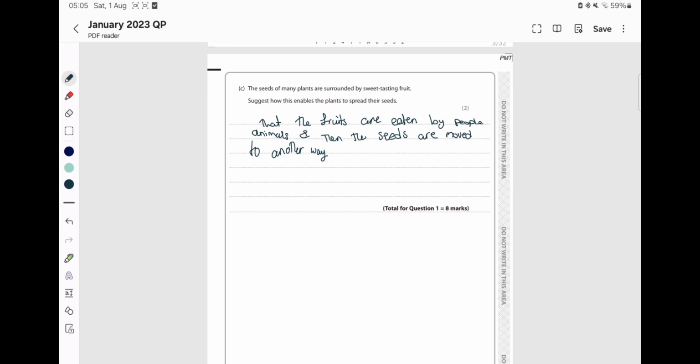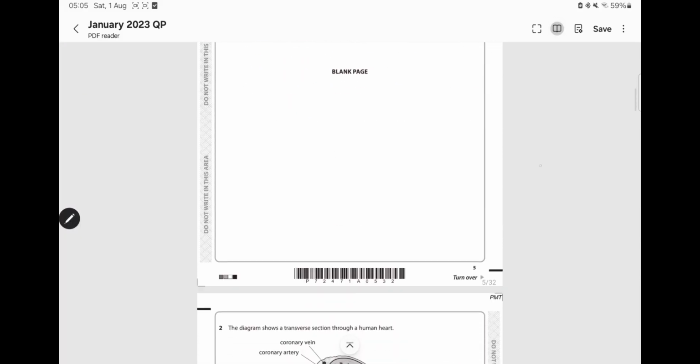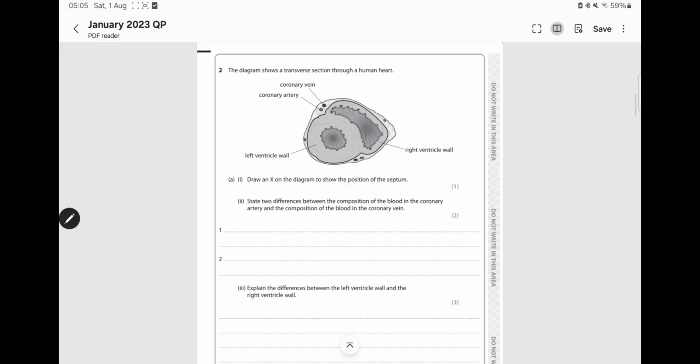You could also phrase this differently. You could always say that it was released in feces, or that it's thrown away, whatever suits you. Okay, now we're done with question 1. Moving on to question 2.